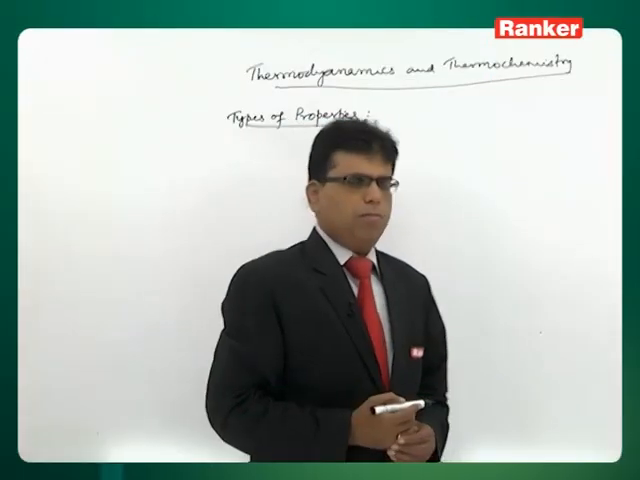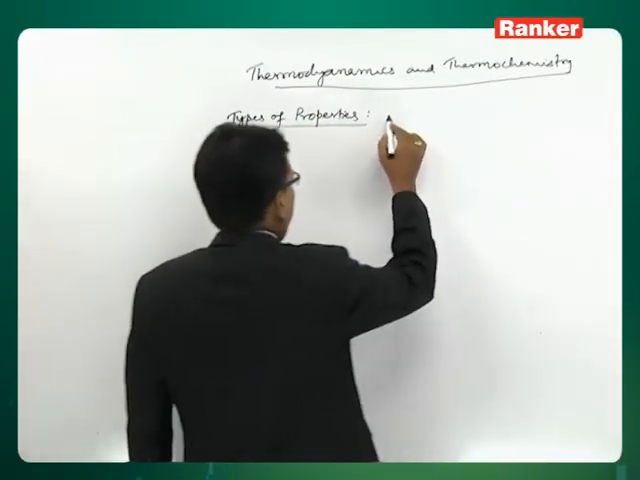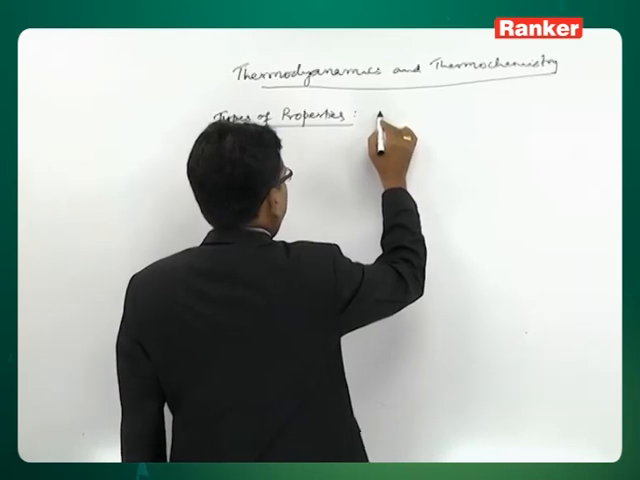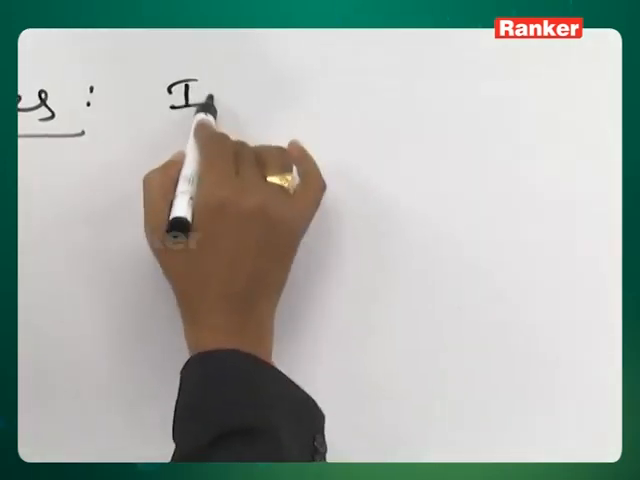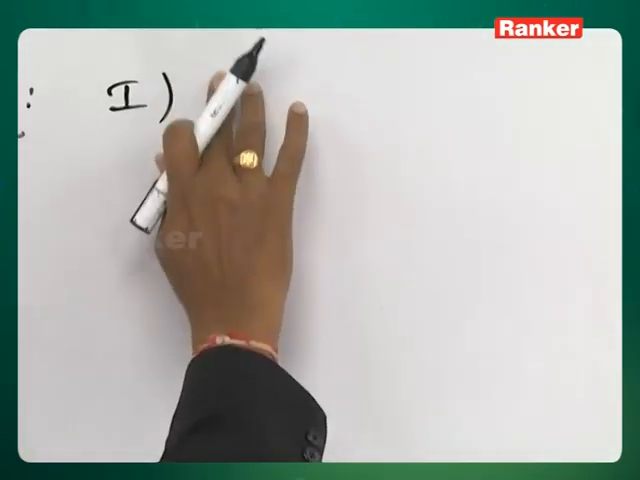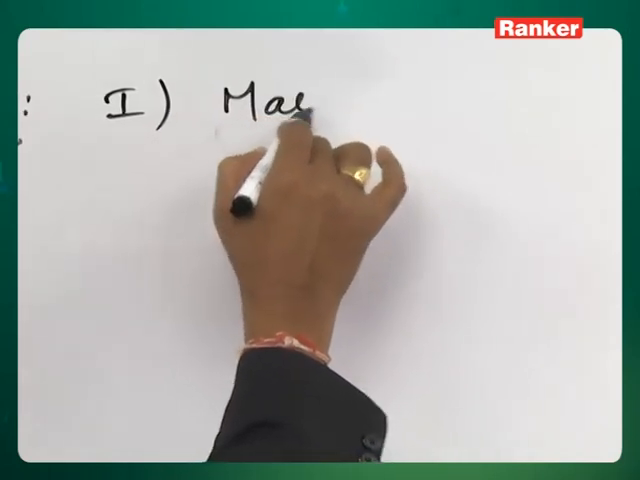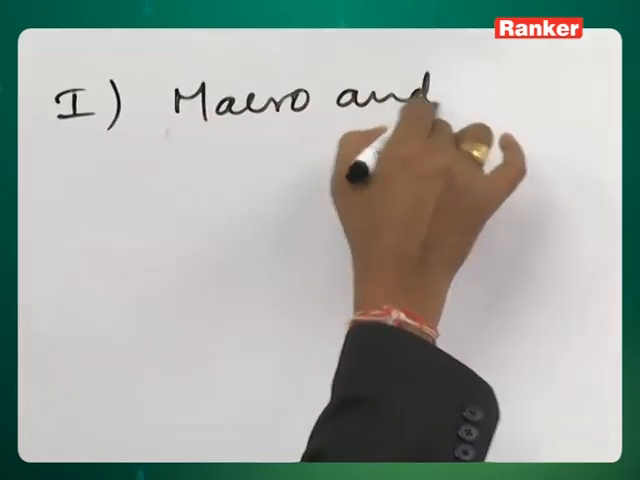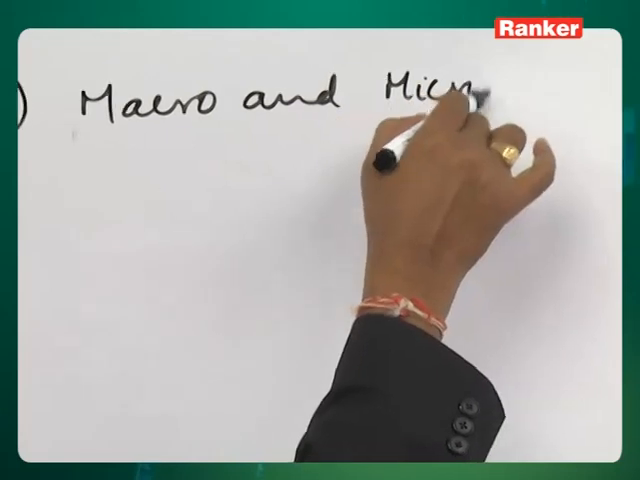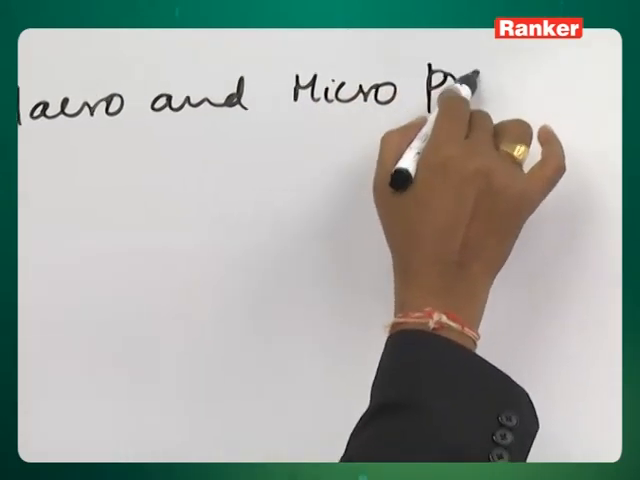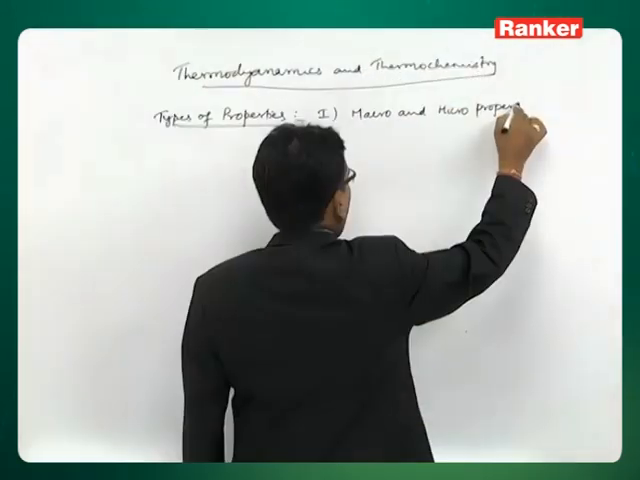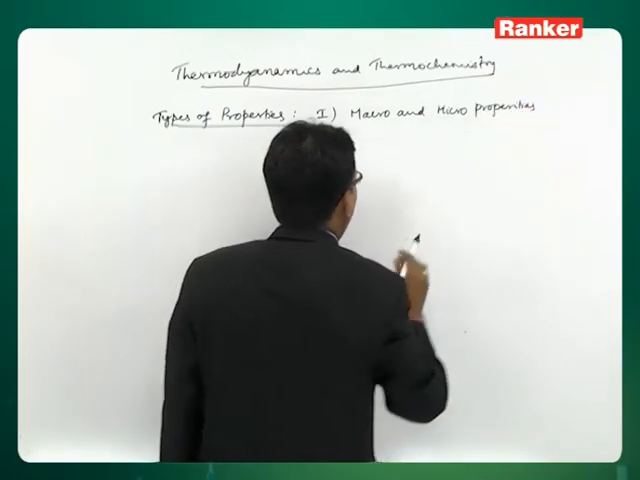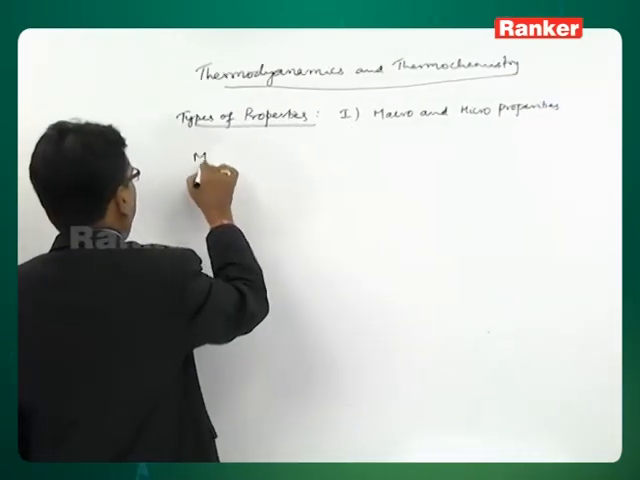Types of properties. For one classification, it is macro and micro properties. Macro and micro properties. What are macro properties?